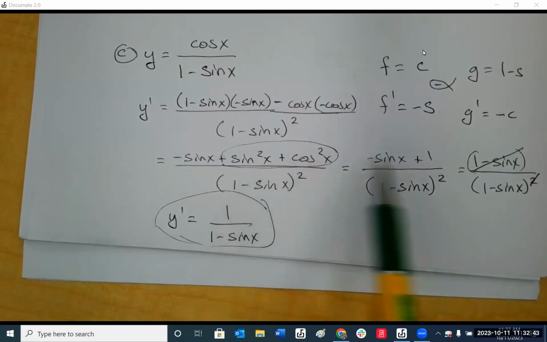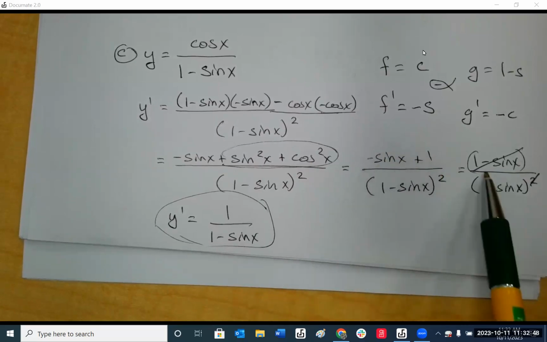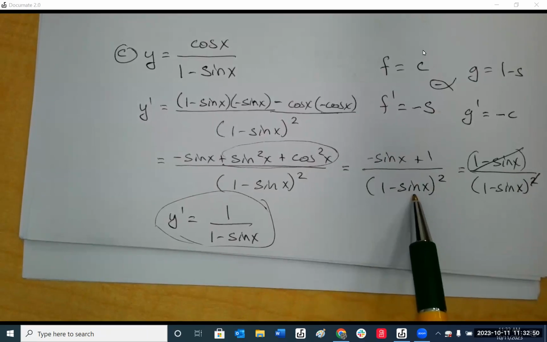Sine squared x plus cosine squared x is 1. By commutativity, we can move them around, so it's going to be 1 minus sine, which is the same thing as the bottom. We have 2 of those, so we cancel one of them.